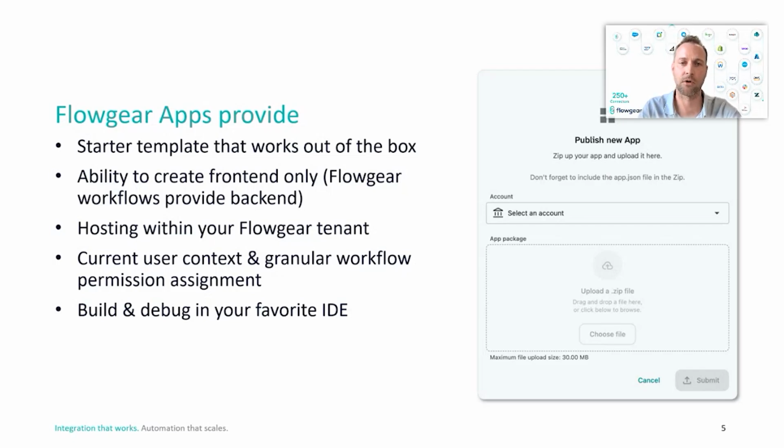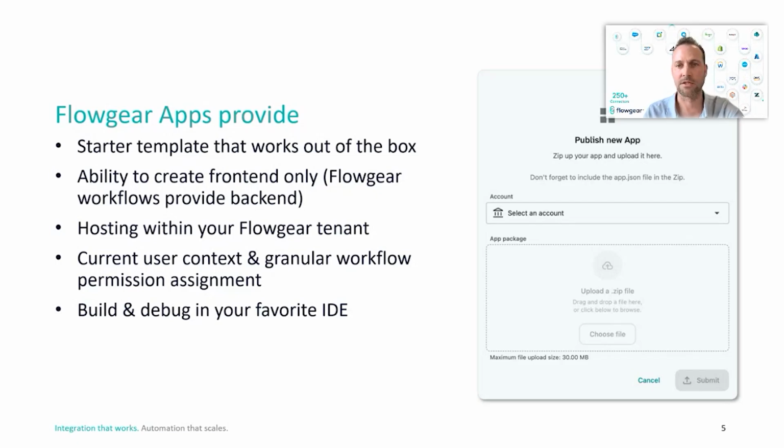So Flowgear apps are front-end only. That means you can build them very quickly. And Flowgear itself, the Flowgear workflows that you build, act as your business logic layer, and ultimately your internal business apps, your ERP, CRM, HR system, and so on. Those are your data layers. So if you think of apps as a kind of three-layer system, you're just focusing on the front end, which means you can work really quickly.